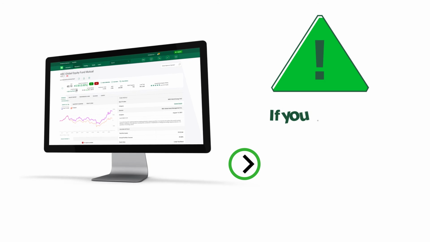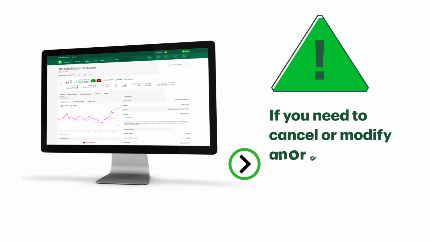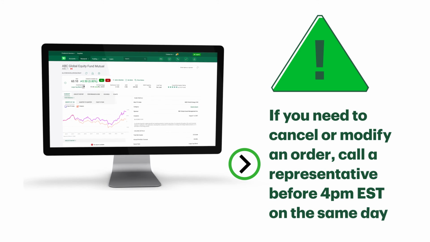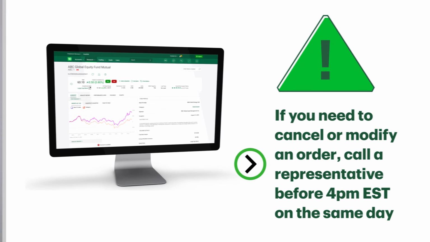Please use care when sending a mutual fund order. If you need to cancel or modify your order, you'll need to call in and place your request with a representative before 4 p.m. Eastern. That's it. Pretty easy, right? Now you're ready to place a mutual fund trade yourself.